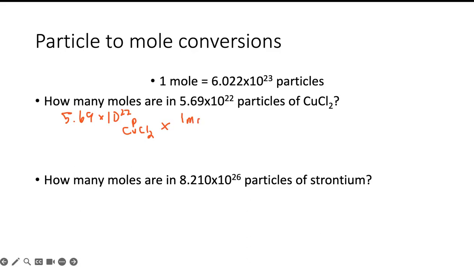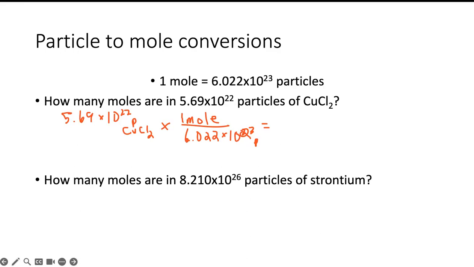So in 1 mole, because this is what I'm converting to, the thing that I'm converting to in general goes on top. In 1 mole, I have 6.022 times 10 to the 23rd particles. And I'll try to do this as quickly as I can. This is supposed to be a 23. And I'm going to call them P for particles.